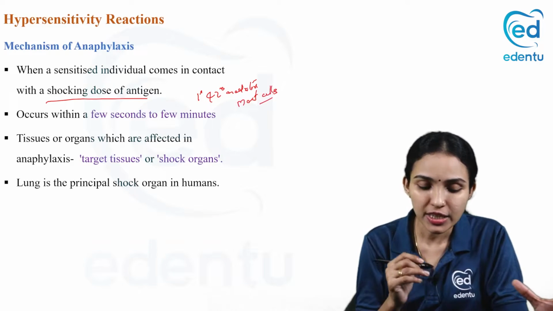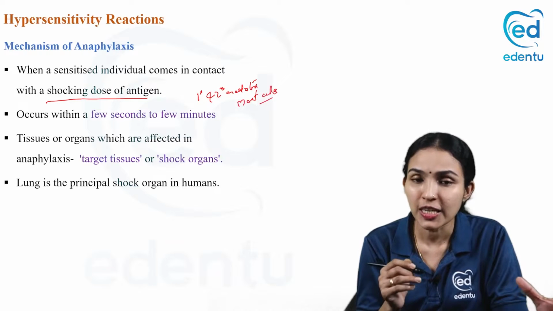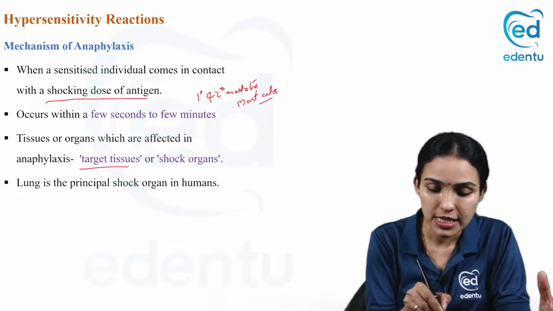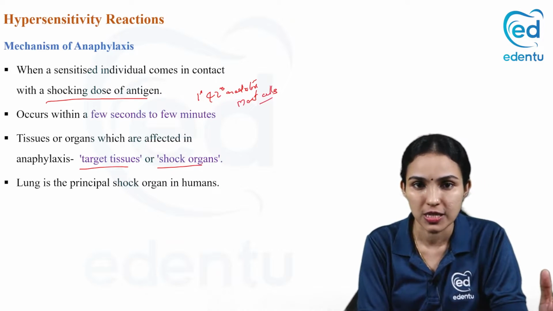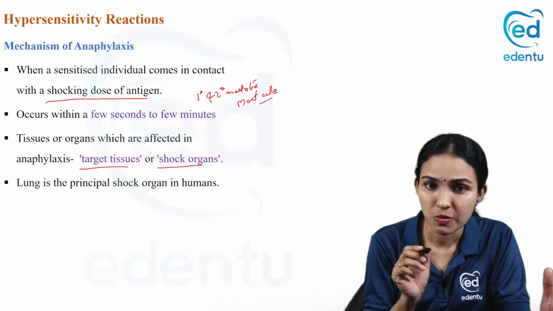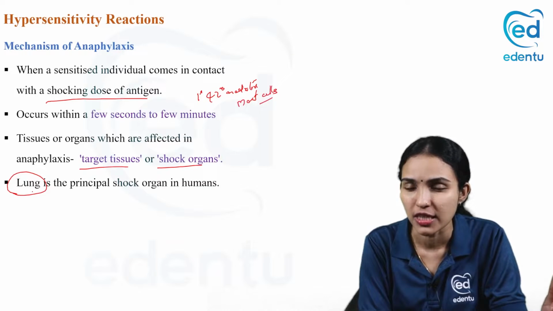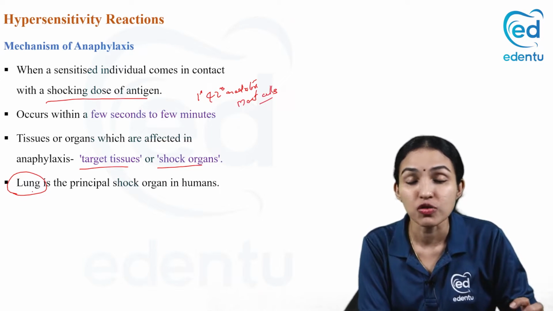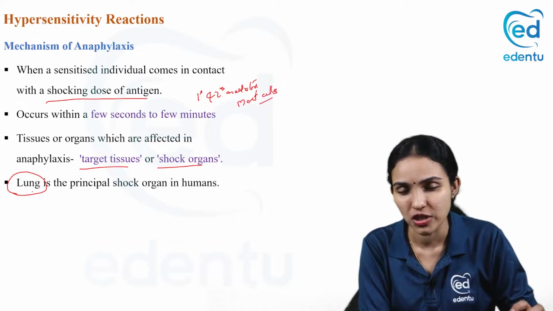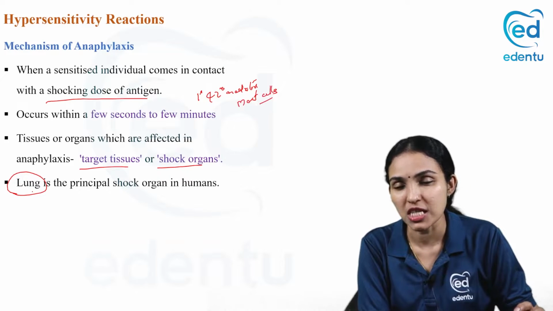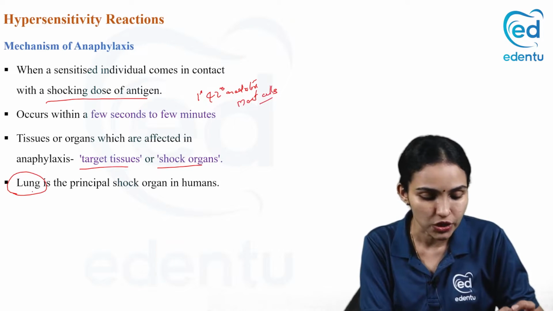So all these will affect different organs. The target organs or tissues which are affected in anaphylaxis are called the target tissues or the shock organs. And the principal shock organ in humans is the lung. So the lung is the worst affected organ in anaphylaxis. There will be very high bronchoconstriction that leads to problems, smooth muscle contraction, vasodilatation.